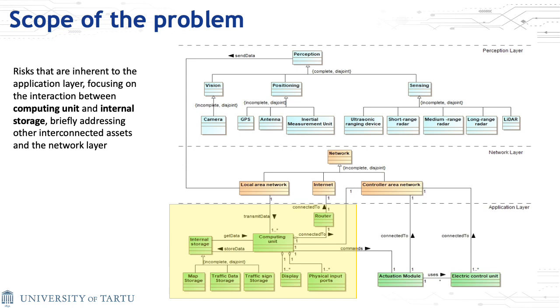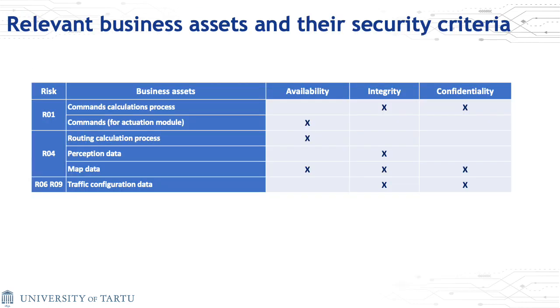signage. So, analyzing the present architecture, we assume that all layers are interconnected and that there are many dependencies between them. So, to keep a narrow scope, the group has decided to explore the risks inherent to the application layer, with focus on the interaction between computing unit and internal storage. Other risks involving assets and layers connected to the application layer, computing unit, and internal storage were also identified and properly assessed, such as network and perception data.